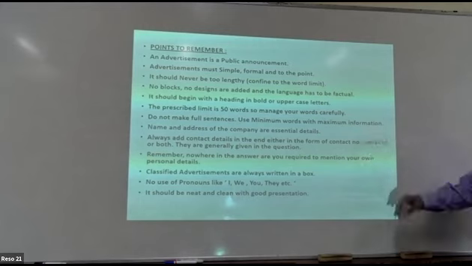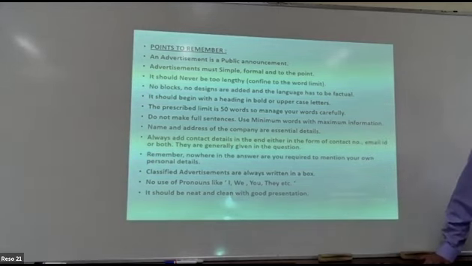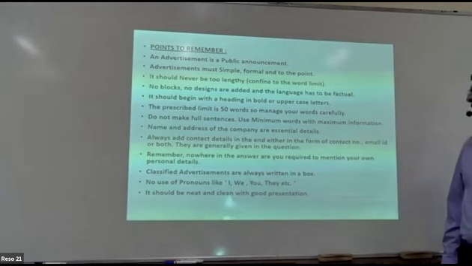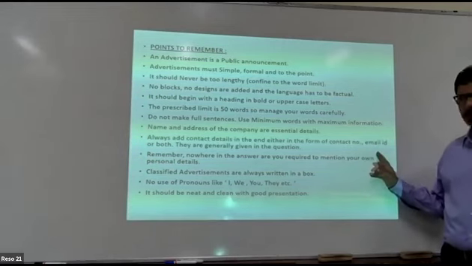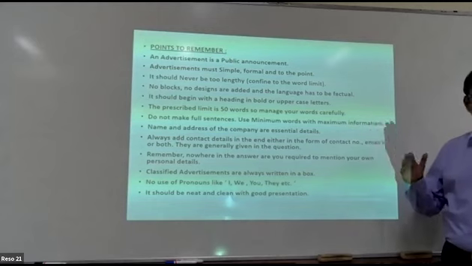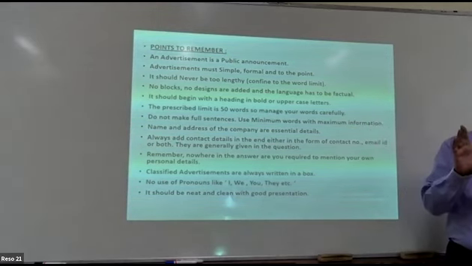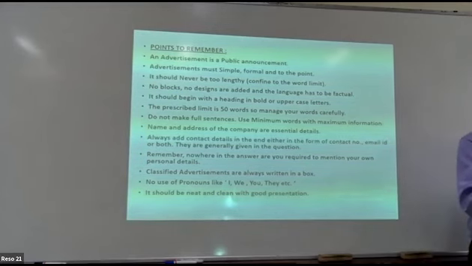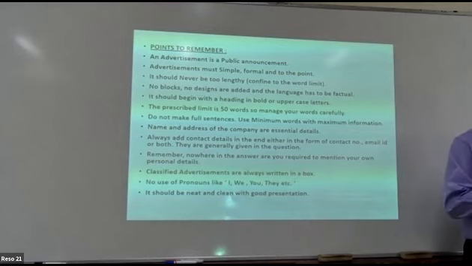Next, name and address of the company are the essential details. You have to write that. Suppose a company is advertising for some staff or something, then the name and address of the organization will be there. Don't put up "an unknown company needs so and so." Always add the contact details in the end, either in the form of contact number, email ID, or both. Depends as per the particular advertisement. The things will keep on changing. You cannot use the same format for all the types of advertisement.